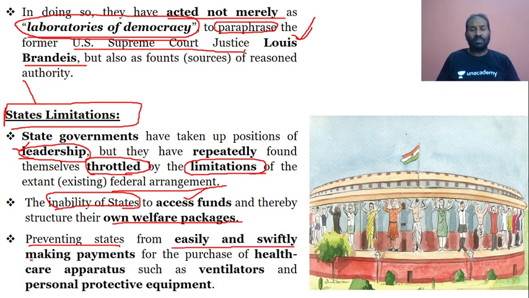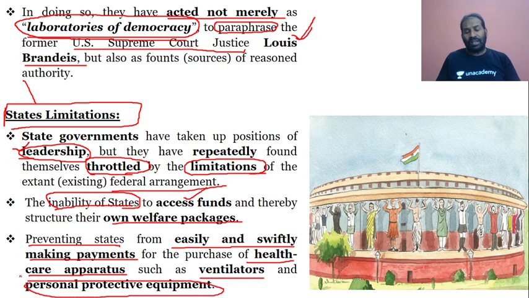easily and swiftly making payments for purchase of healthcare apparatus. Now we are getting back to the COVID-19, such as ventilators and also PPE, that is personal protective equipment. So now again focusing on the state limitations on the backdrop of COVID-19, or to handle the pandemic. Definitely the funds we are talking about, the welfare schemes, the funds in regards to the health scheme, that is the health crisis, in regards to containing the COVID-19 pandemic.